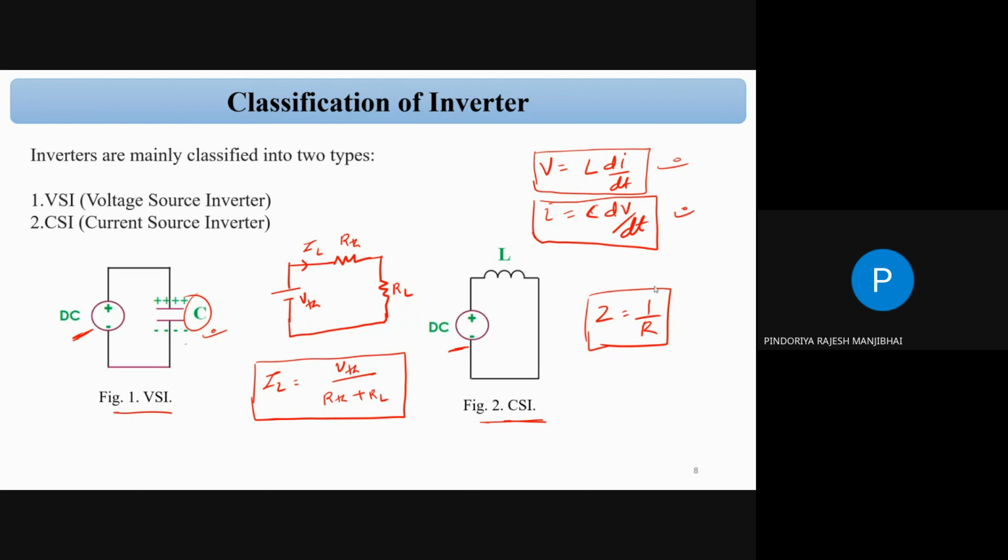Then maybe we can justify that the input impedance of the VSI is high, and the input impedance of the CSI is low. Okay. I will work out on that and then let you know.